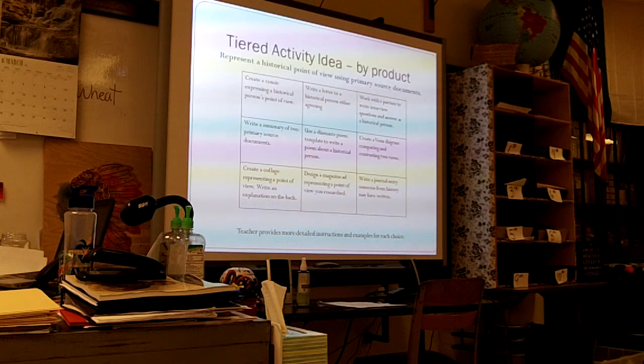Tiered activity ideas. So again, this is just another example of this assignment, this strategy that I, for the life of me, still can't think of. Represent a historical point of view using a primary source document. That is the goal. That is what I want them to do. Here are 6 different ways that you can do that assignment. I mean, how awesome would it be to say, hey, you can do 2. You can do 1 for extra credit.